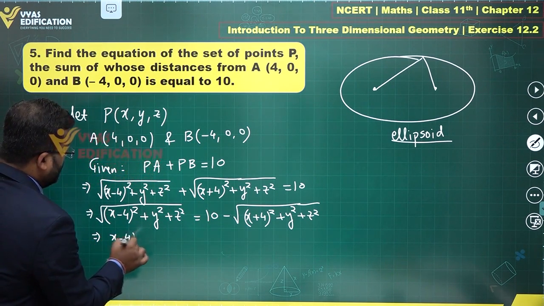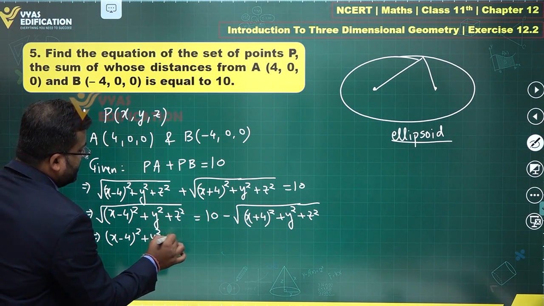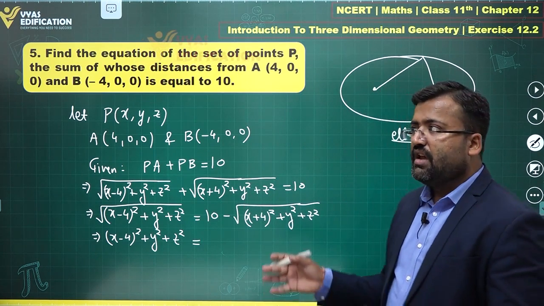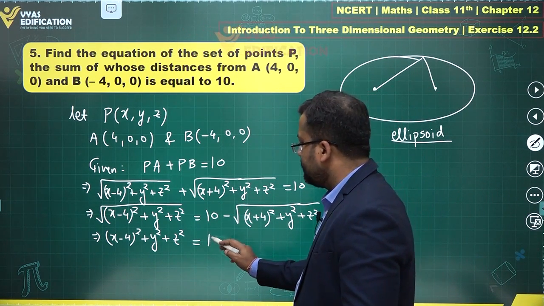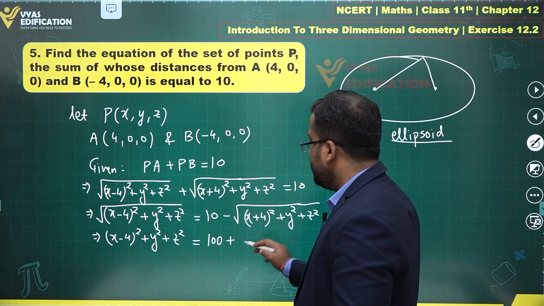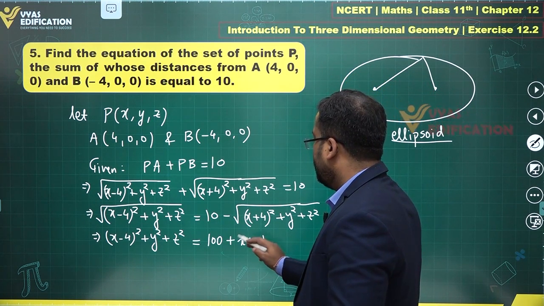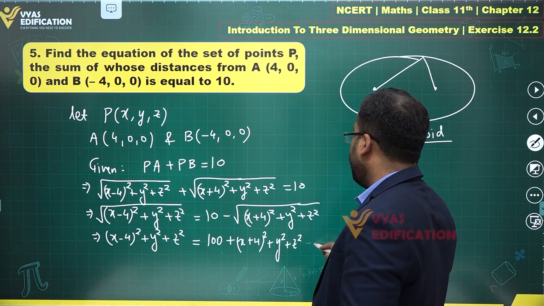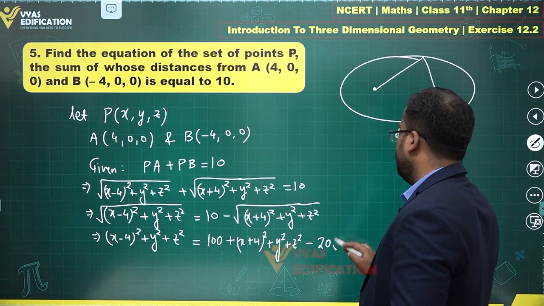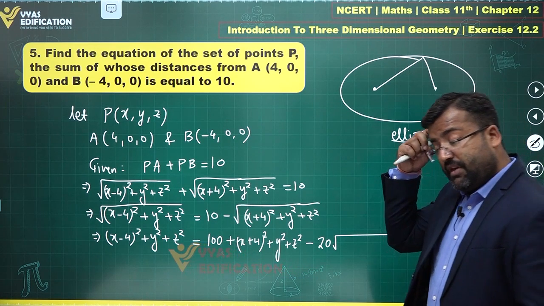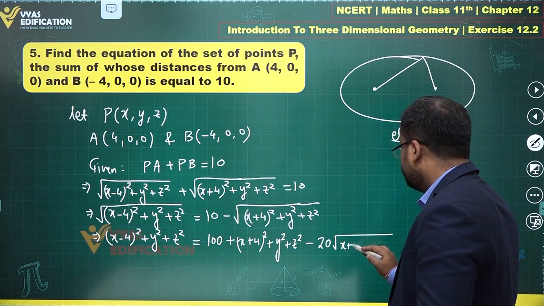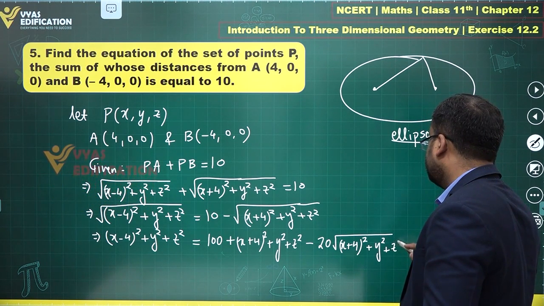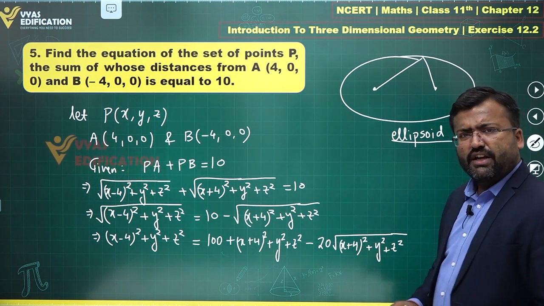This is (x minus 4) squared, this is y squared, this is z squared. This is equal to 10 minus something, which is of the form a minus b, so that will be a squared plus b squared minus 2ab, which is 20 under root of this. This is what you'll get, right?